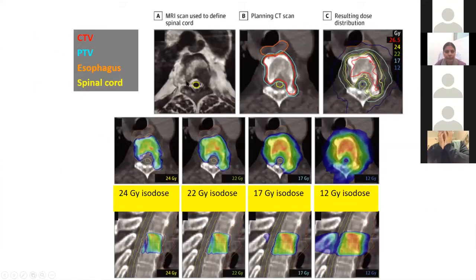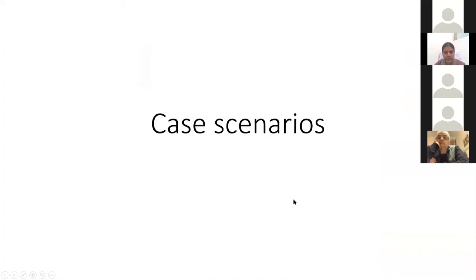A typical plan image where this is the spinal cord, the CTV and the PTV, which is closely associated with the esophagus as well as the spinal cord. So our 24 gray isodose is confined to the vertebral body essentially. And as you go to lower isodoses, the 17 gray isodose is just touching the cord, and the 12 gray isodose is nearly covering a large segment of the cord here. So this is how a typical plan would look like.